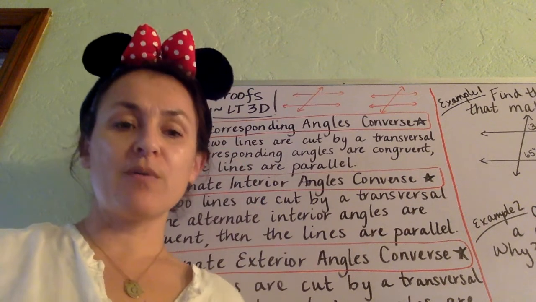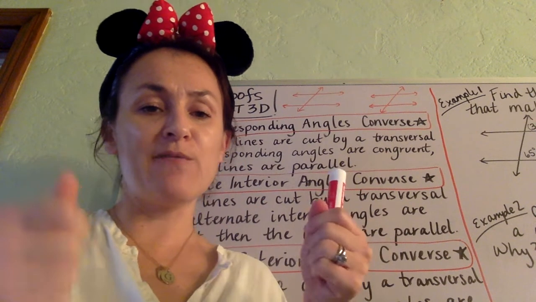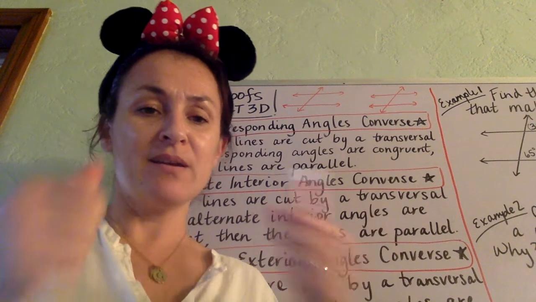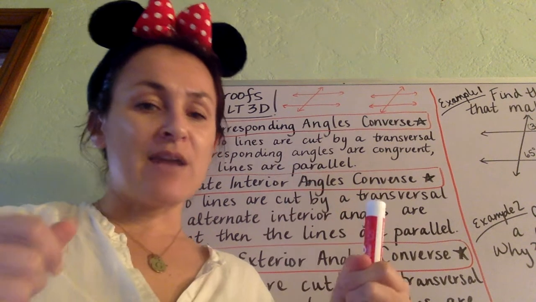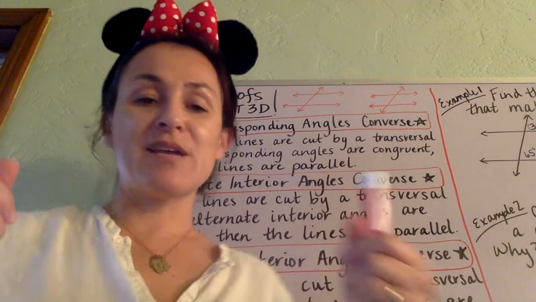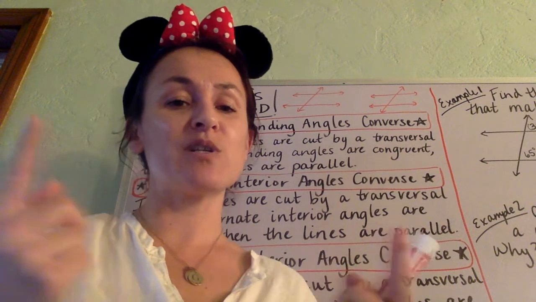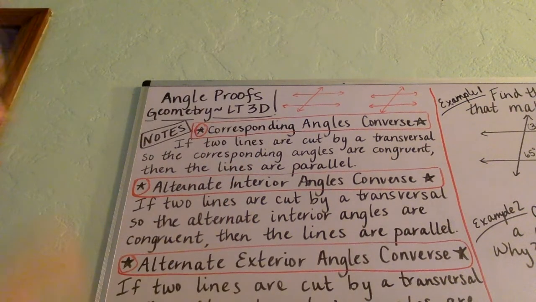And then just to talk about what a converse is: when you switch the if and the then part of the statement. Okay, so if I have an apple, then it's a fruit. Or if I have a fruit, then it's an apple, right? And so sometimes it's true, sometimes it's not when you switch the if and the then, okay? And so let's talk about the converses here.